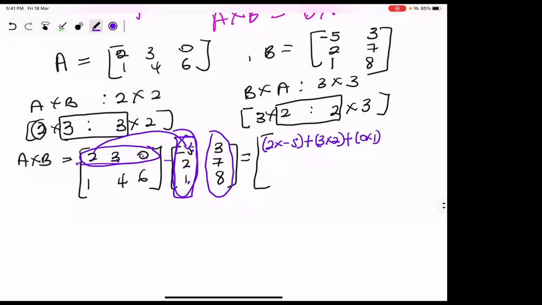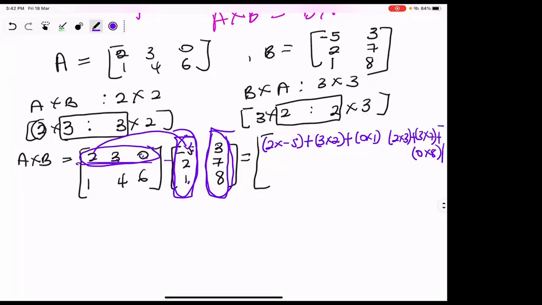Now there is a second column in the second matrix. So what we just did, we do the same thing over here. We place the first row on the second column in the second matrix. If you do that, 2 goes to 3, so we have 2 times 3. We have 3 going on to 7, so we have 3 times 7. And then we have 0 going on to 8, so we have 0 times 8. These numbers, we sum them. There are no other columns in the second matrix.